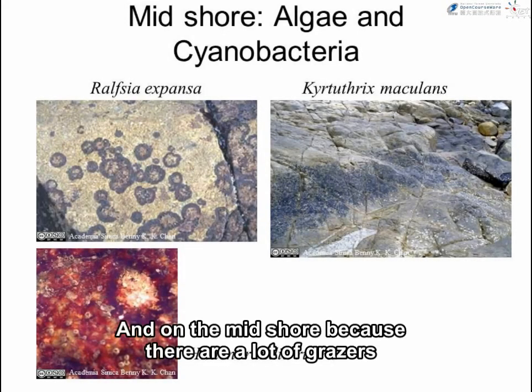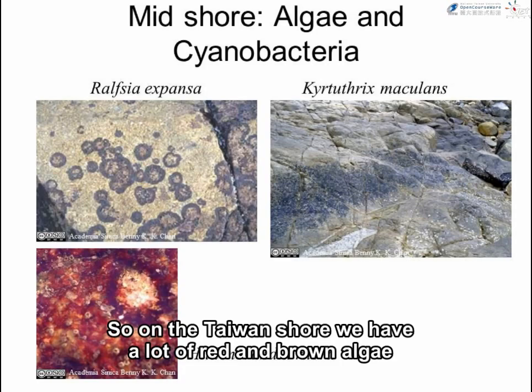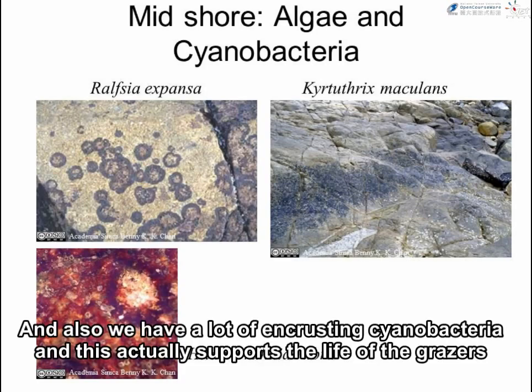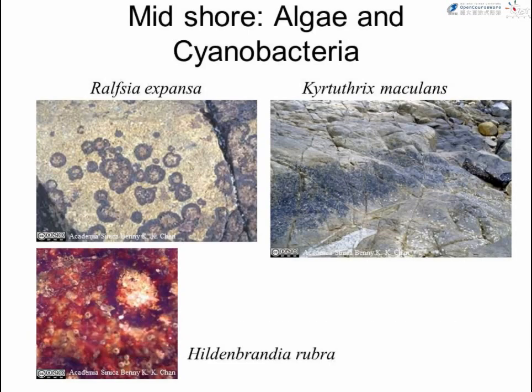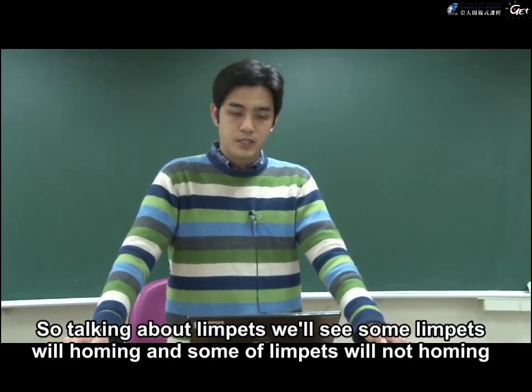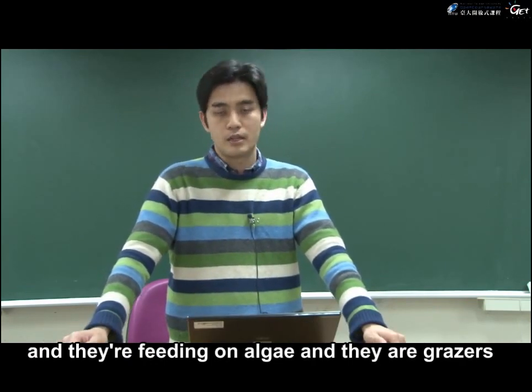And on the mid-shore, because there are lots of grazers, we have a lot of algae and some bacteria as well. On the Taiwan shore, we have a lot of red and brown algae, and also a lot of crusting cyanobacteria, and this supports the life of the grazers. So talking about limpets, we know that some limpets are homing and some are not, and they feed on algae as grazers.